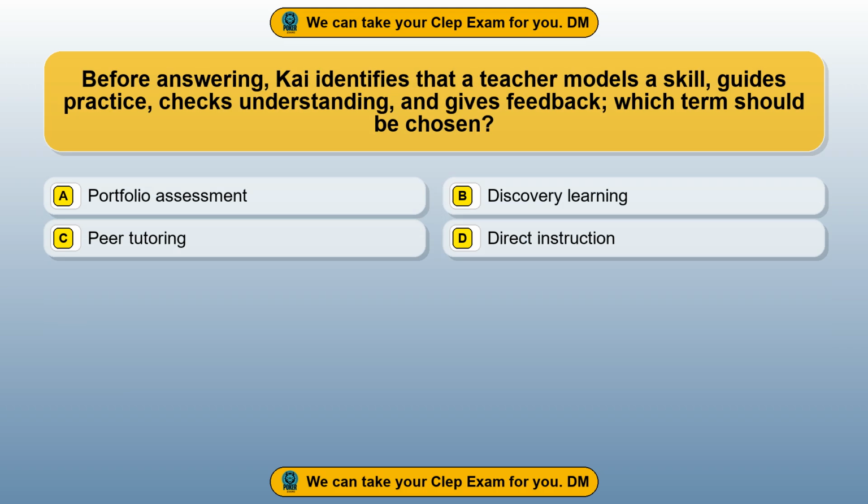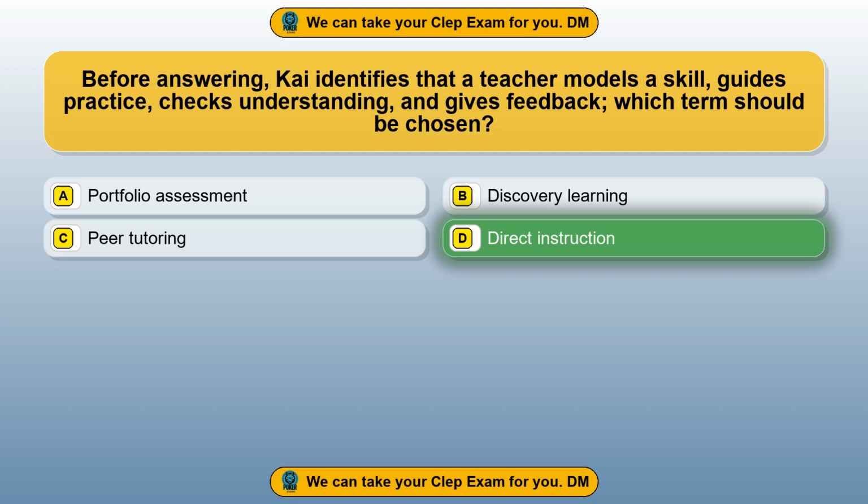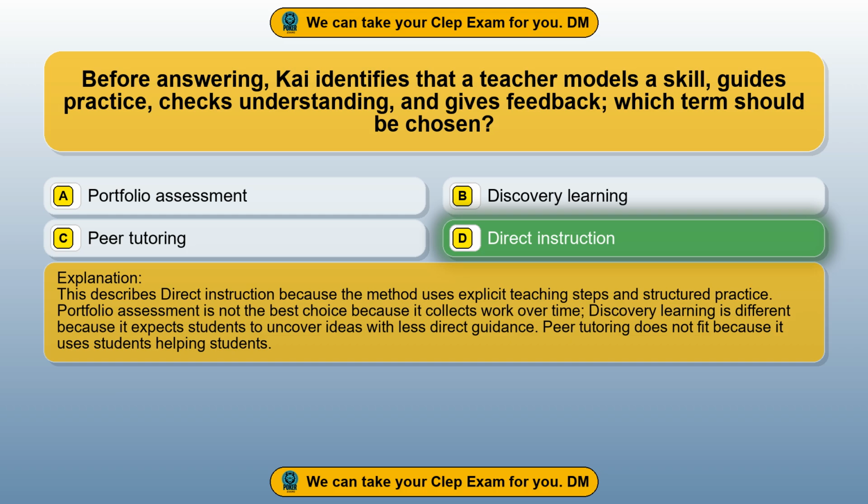Question 48. Before answering, Kai identifies that a teacher models a skill, guides practice, checks understanding, and gives feedback. Which term should be chosen? Option A, portfolio assessment. Option B, discovery learning. Option C, peer tutoring. Option D, direct instruction. The correct answer is option D. Direct instruction. This describes direct instruction because the method uses explicit teaching steps and structured practice.